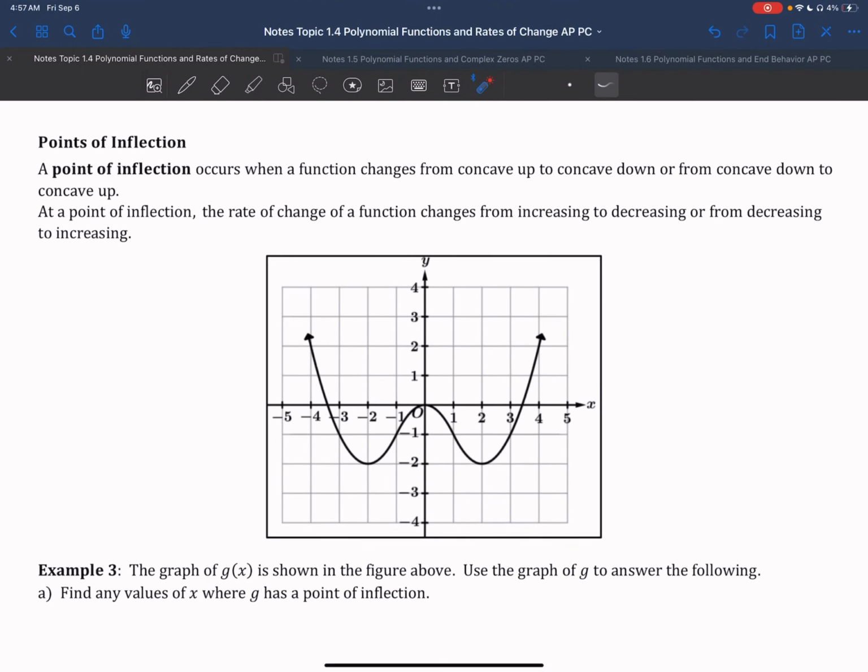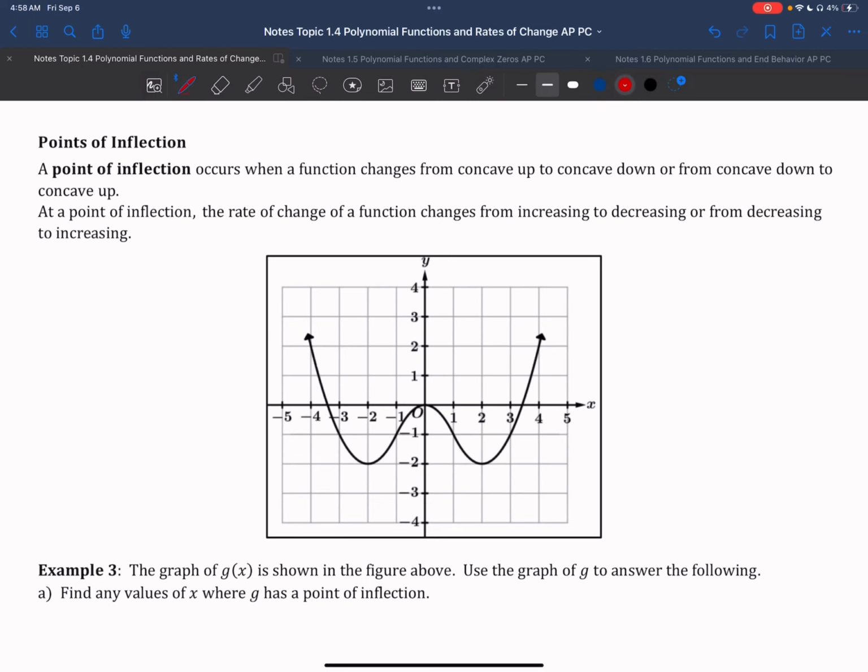Now let's look at points of inflection. A point of inflection is going to occur when a change of concavity happens. So you either change from concave up to concave down or concave down to concave up. At a point of inflection, the rate of change of the function changes from increasing to decreasing or from decreasing to increasing. So again, this is the connection between concavity and the rate of change. Remember, when your rate of change is increasing, you're concave up. When your rate of change is decreasing, you're concave down.